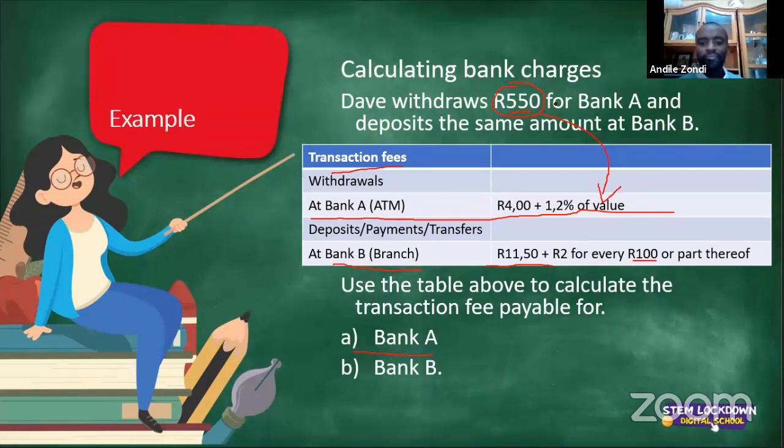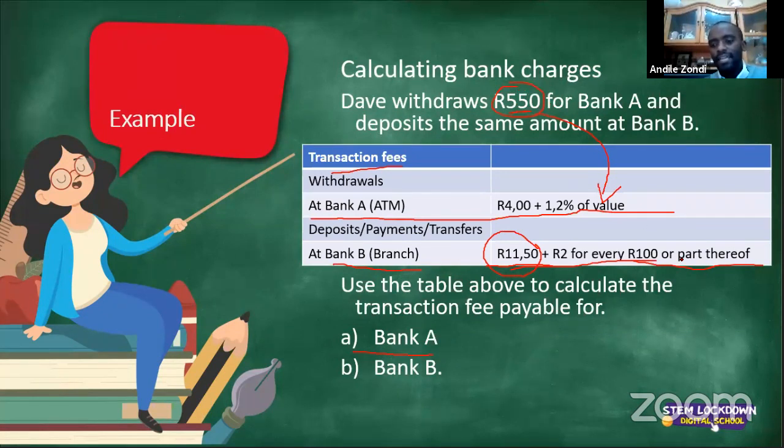Let me carry on. Okay, so for deposits, this is the formula I'll be using, right? So we know that the account holder of bank B will first pay 11 rand 50 plus 2 rand for every 100 rand. All right. How many 100 rands are there in 550? Obviously, there are 500 rands, and then there's a 50 rand left, which is a remainder.